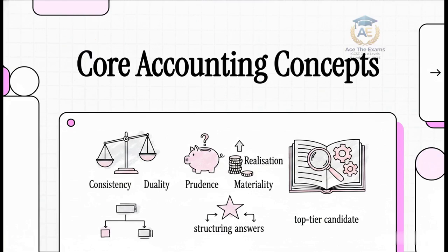Candidates consistently, almost predictably, stumble over the fundamental theory. Examiners are literally writing in their reports that the core accounting concepts, consistency, prudence, realization, duality, materiality, and objectivity, are among the most misunderstood, poorly applied areas in the entire syllabus. But we're going to fix that right here, right now in this explainer.